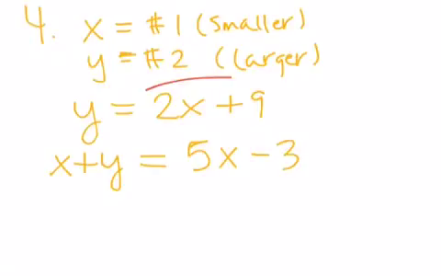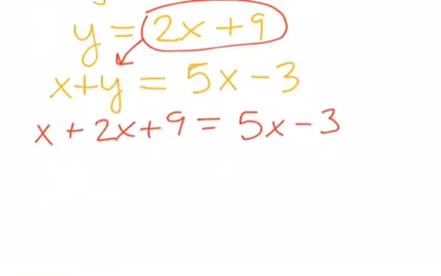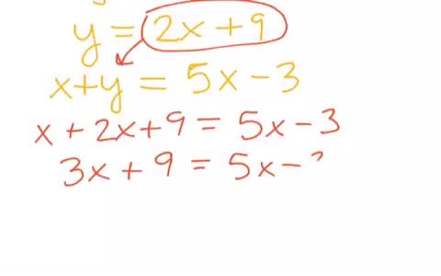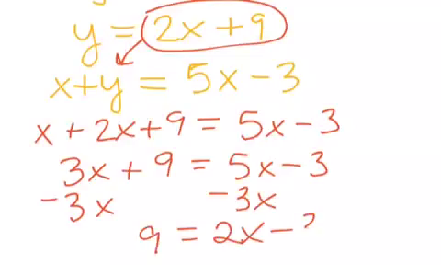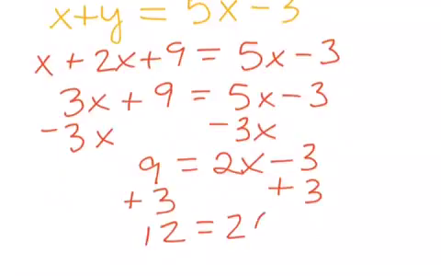So it's already solved for y in the first one, so I'm going to plug that in down here. So I've got x plus 2x plus 9 is equal to 5x minus 3. That's 3x plus 9 on the left side, 5x minus 3 on the right side. I'm going to start solving, getting the x's on the same side, and then add the 3, so I've got 12 equals 2x. Divide by 2, and I get x equals 6.